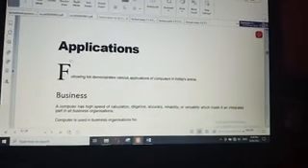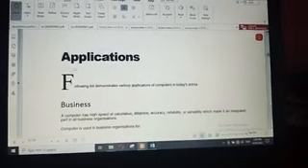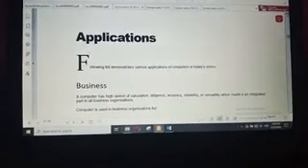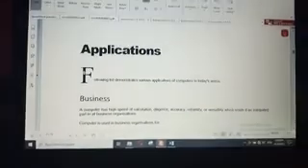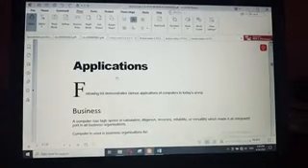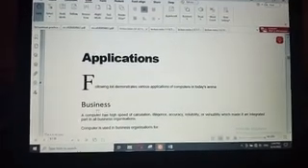Welcome back. Okay, we are going to continue with our lesson on digital literacy, ICT, introduction to computer. This time around, we are going to look at the applications of the computer. Where are computers applied? Where do we have areas where computers are applied?